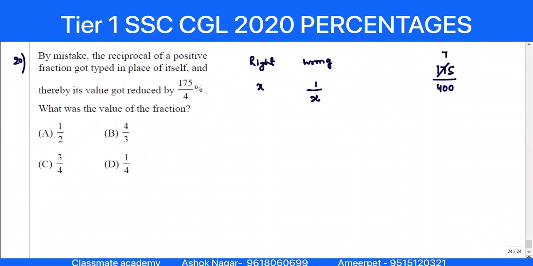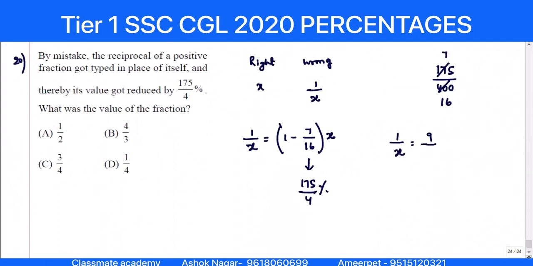25 7s up, 25 16s up. So he's saying 1 by x is how much less? 1 minus 7 by 16, because this is 175 by 4% less than x. Now tell me, 1 by x is how much? 9 by 16th of, what is x square? So what is the fraction we need? It is 4 by 3. Is that clear? That's it.